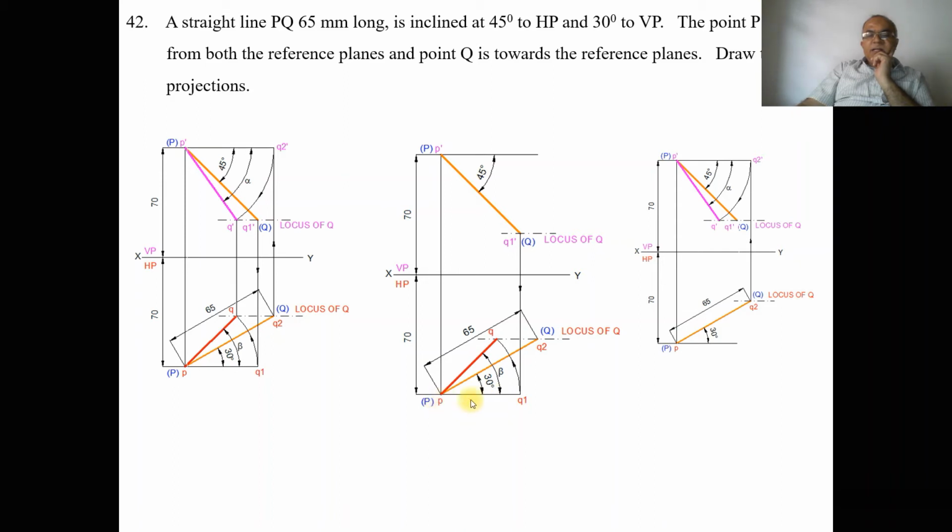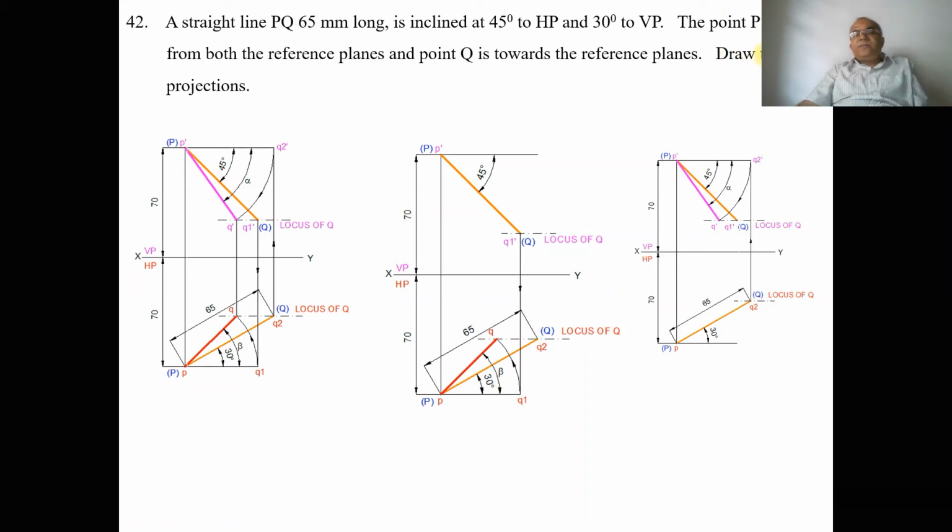So with P as center, taking the radius of PQ1 by using the compass, draw an arc such that it will cut the locus of Q in the top view. And you mark this point as Q and join P and Q with a dotted line. So we got this angle as beta. So now we found out the top view.